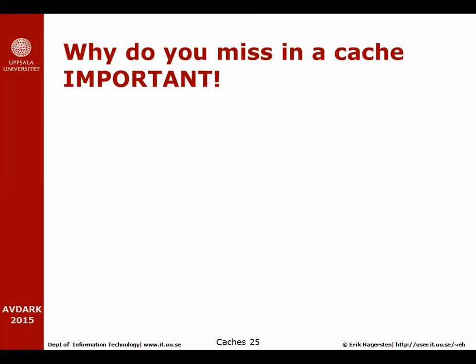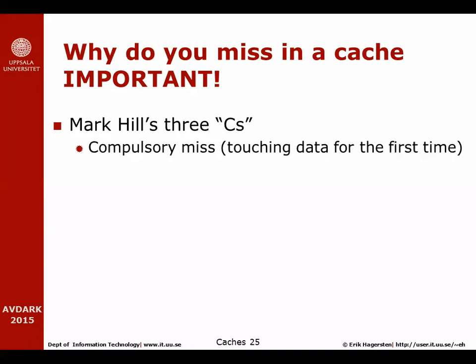My good old friend Mark Hill from University of Wisconsin once wrote a paper where he said that in a uniform architecture with just one CPU, there are just 3 different reasons for why you miss in a cache. One is that you touch a piece of data for the very first time. Okay, you touch the data for the first time, it's not in the cache. Well, that's easy to understand. So it's a compulsory miss. In Swedish, compulsory is obligatorisk.